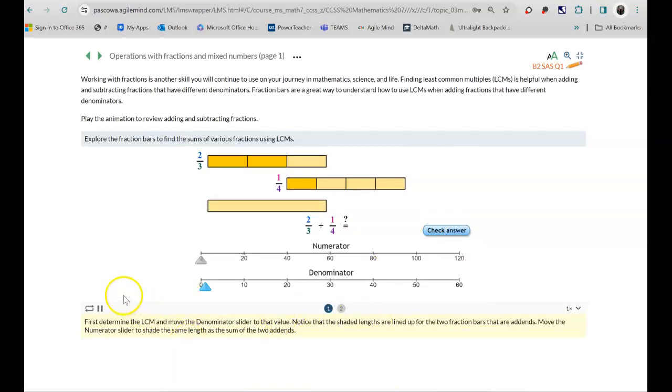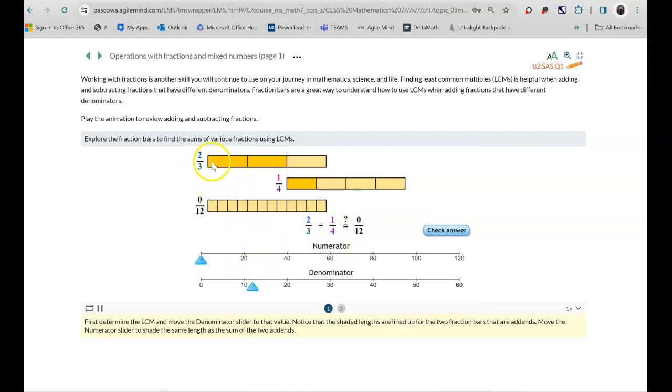Now the first thing we have to do is determine what is our least common denominator, or what is the least common multiple of our two denominators, 3 and 4. What's the smallest number that 3 and 4 will both go into? Let's see, I think that's going to be 12. So I'm going to move this slider over to 12 because I know that's the smallest number that 3 and 4 will both go into.